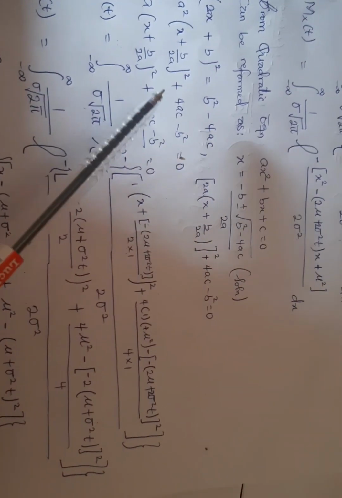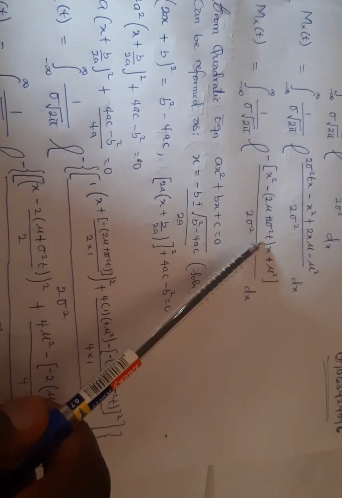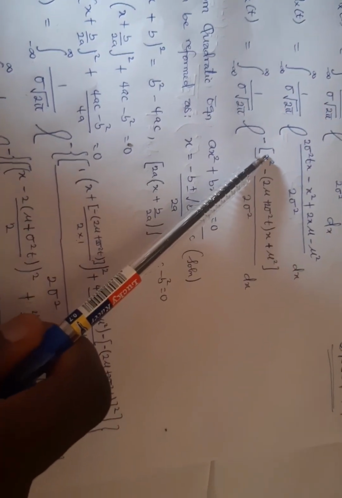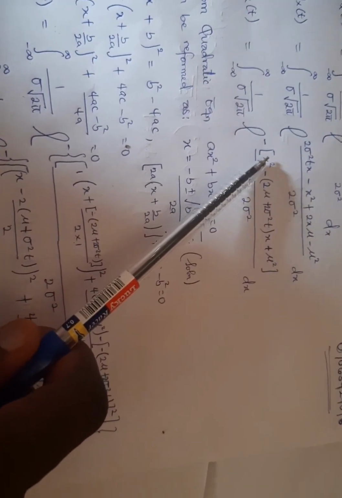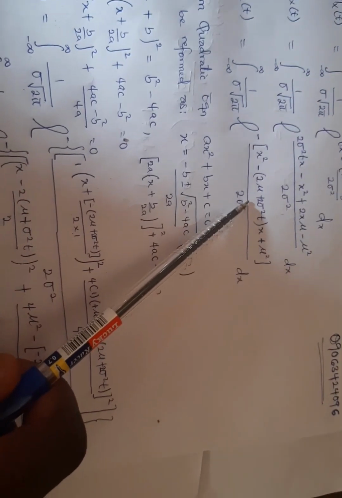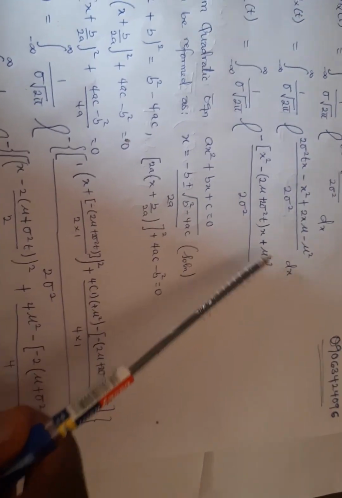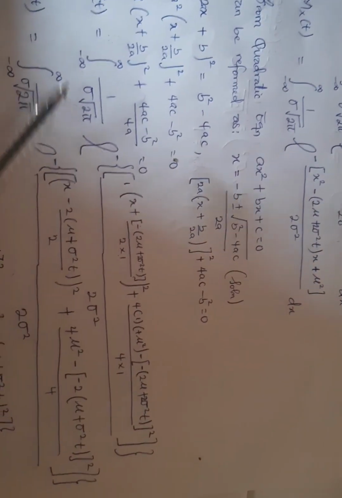I'm going to be putting this one into this formula. So this is my quadratic equation, and these coefficients are now my a, b, c. So this is 1. The coefficient of this one, which is b, is minus the whole of this. Then the c is mu squared. So that's exactly what I would do here.